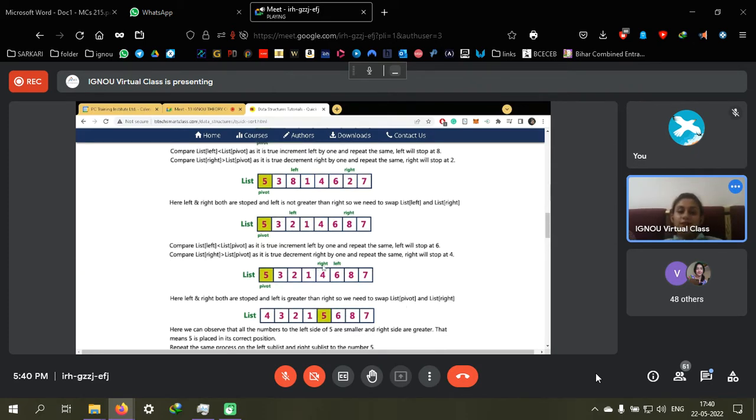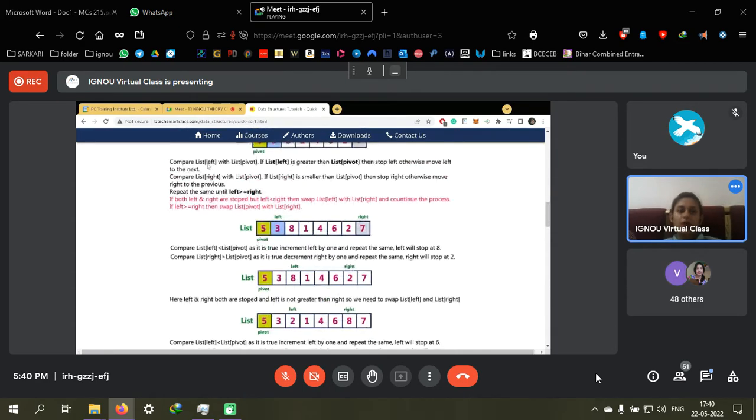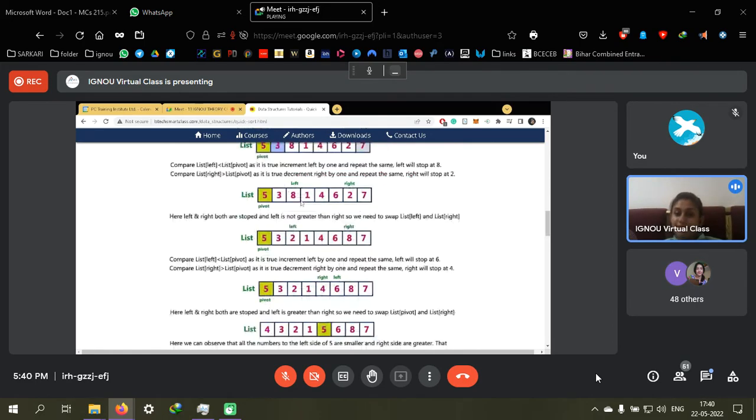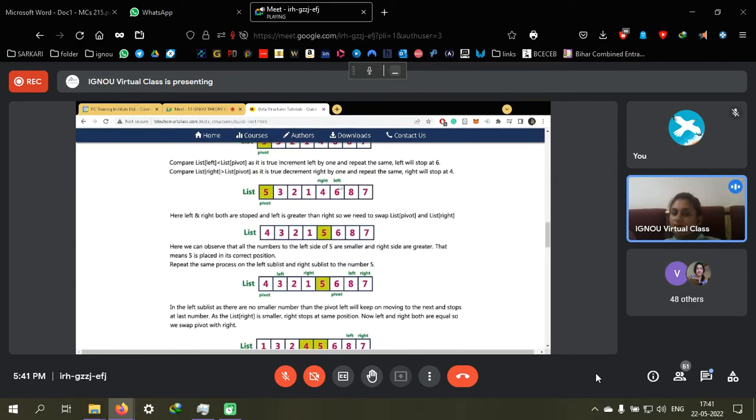Here is the situation. If both left and right stop, and left is less than right, then swap left and right and continue the process. But if left is greater than or equal to right, then swap the pivot with right. So here left is greater than right. So we have to swap the right and pivot value. So here we have 4 and here we have 5.